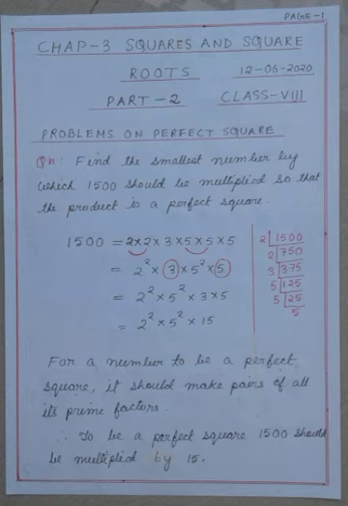We don't have more factors. So it will give 2 to the power 2 into 5 to the power 2 into 3 into 5, which is 15. So for a number to be a perfect square, it should make pairs of all its prime factors. So here, to be a perfect square, 1500 should be multiplied by 15. If we multiply 1500 by 15, it will become a perfect square.